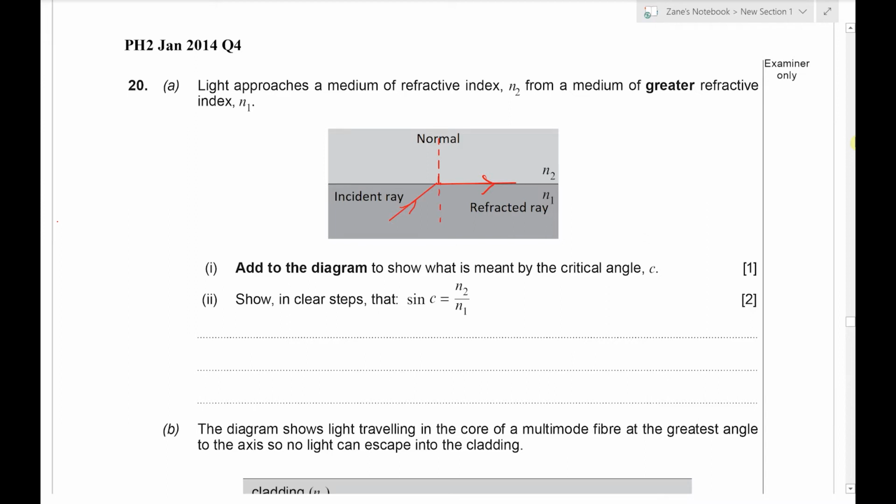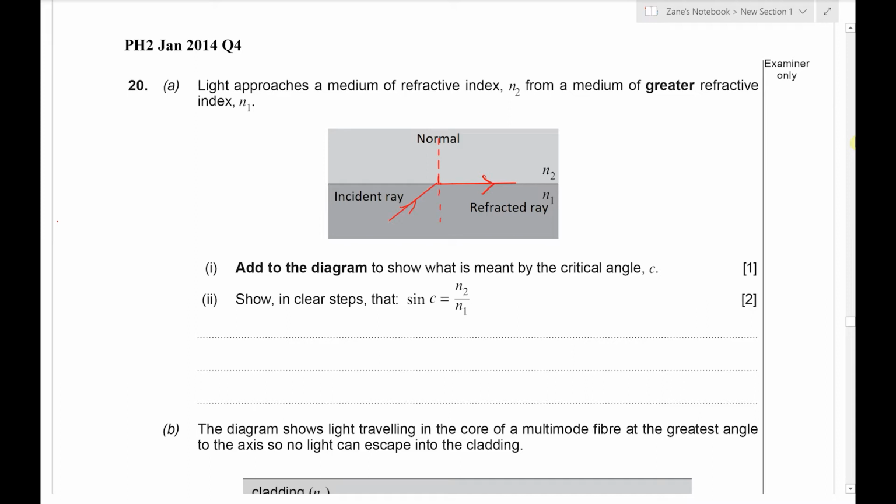For the first part of the question, we've got light approaching a medium of refractive index N2 from a medium of greater refractive index N1. We're going to add to the diagram to show what's meant by the critical angle. So I've partially drawn the diagram already. I've labelled the incident ray, the normal, and the refracted ray.